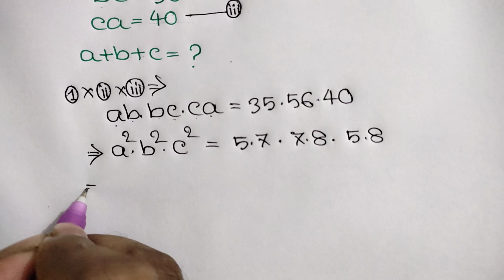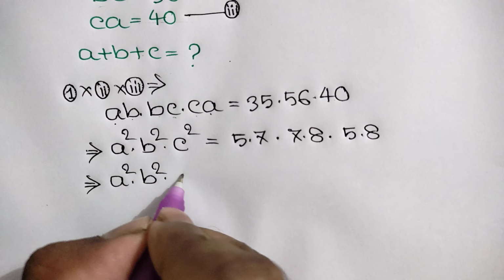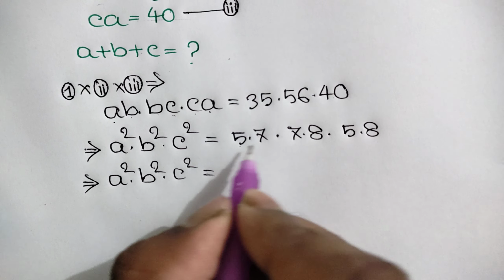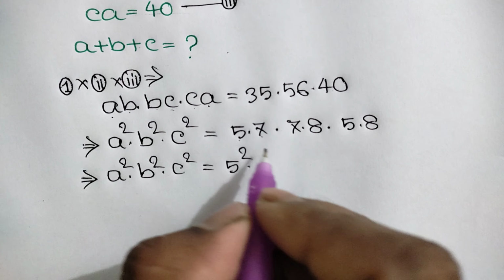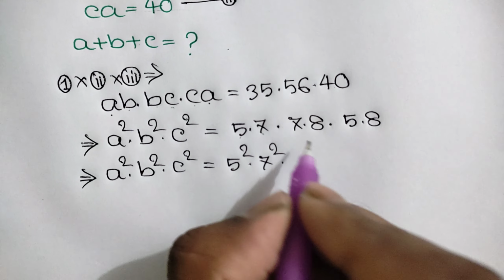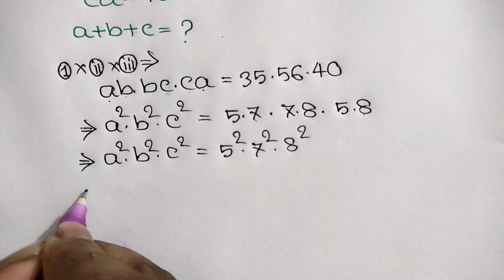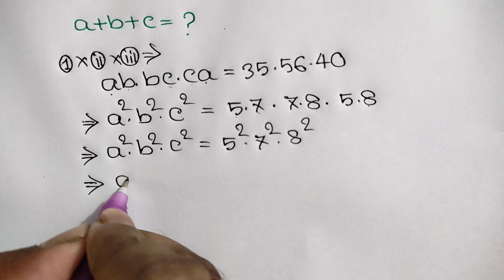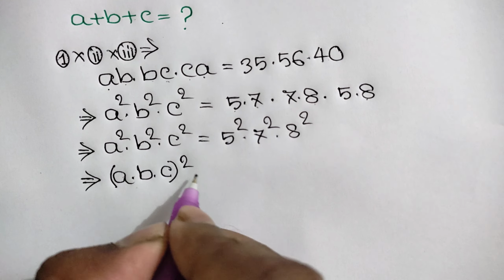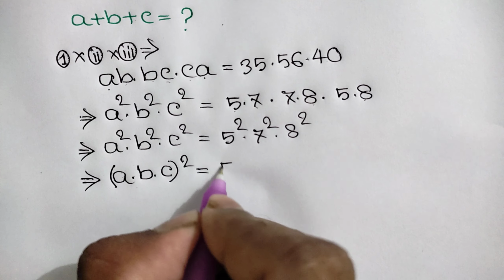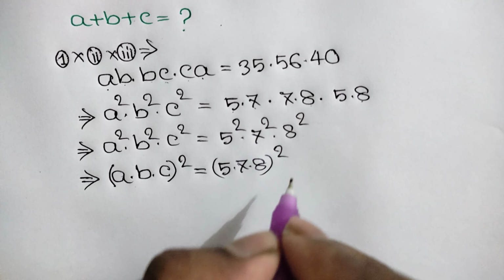Okay, or a square times b square times c square is equal to 5 times 5 is 5 square, times 7 is 7 square, times 8 is 8 square. Or now we can write here a times b times c whole square is equal to 5 times 7 times 8 whole square.